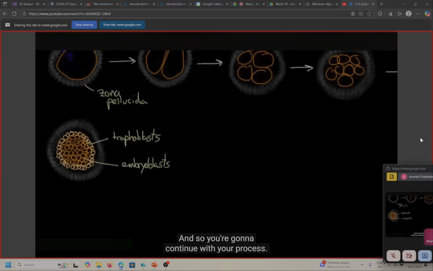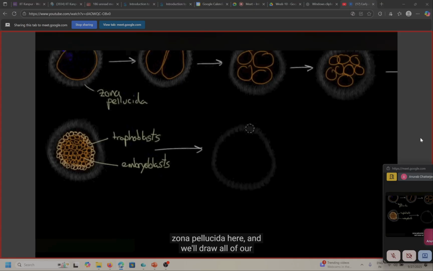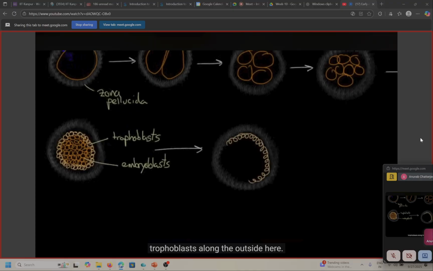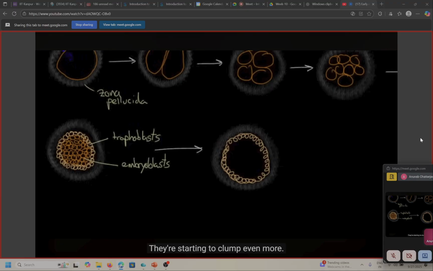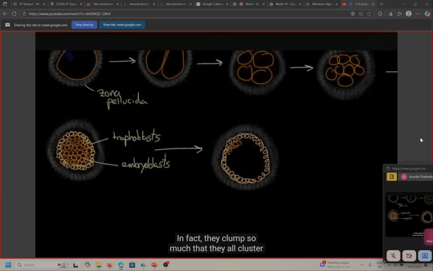And so you're going to continue with your process. We'll move on to the next stage. Again, we'll draw our zona pellucida here, and we'll draw all of our trophoblasts along the outside here. Another interesting thing is happening to those cells in the middle. They're starting to clump even more. In fact, they clump so much that they all cluster at one end, leaving a little cavity on the other end. So here you can see your trophoblasts and your embryoblasts, this mass of cells in the middle.